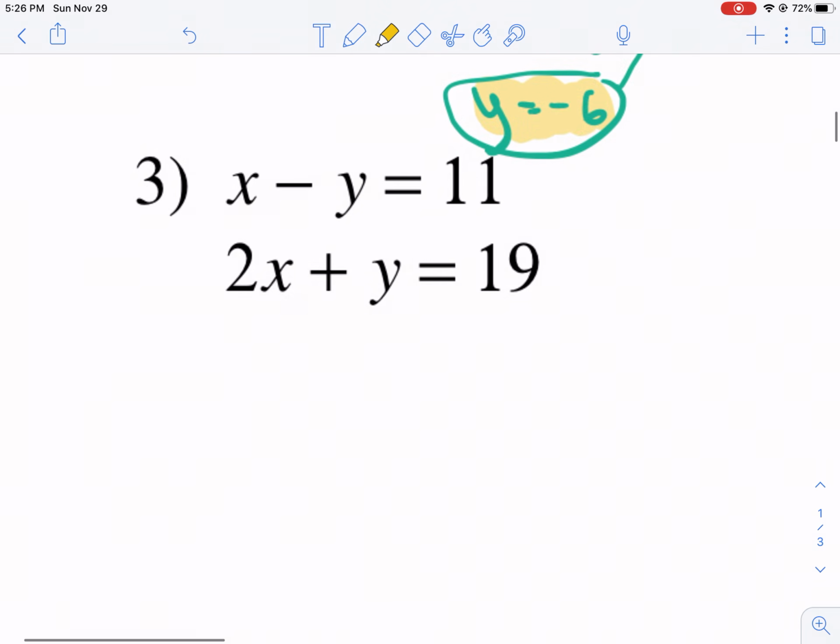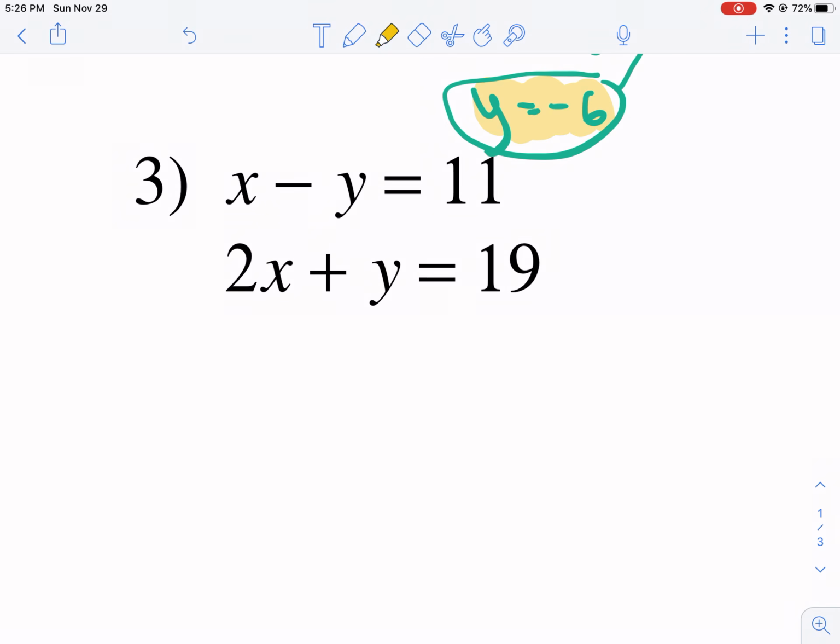Okay, number 3 is a good one. Now, how do we go about doing number 3? Again, I like to add, so what I'm looking for is opposite coefficients. So if I look at x here, I have a coefficient of 1 and I have a coefficient of 2. Those are definitely not opposites, so we can't do anything there.